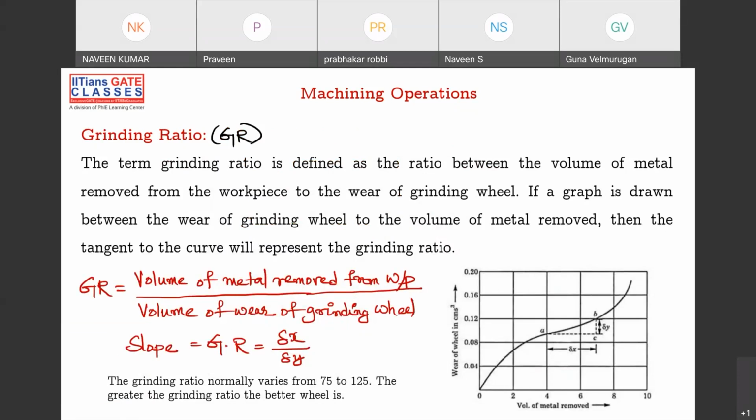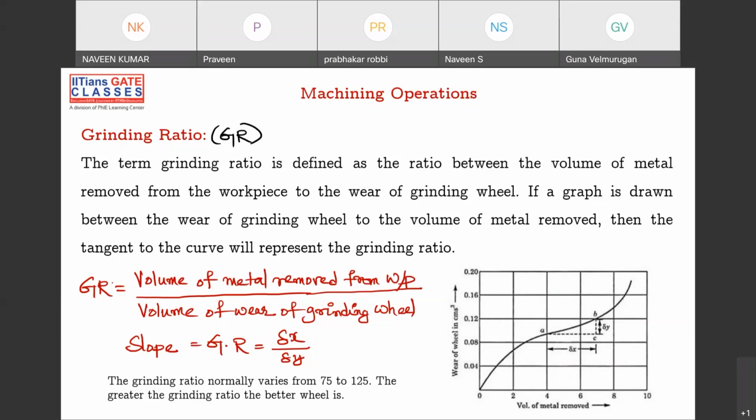Obviously, the grinding wheel should wear low. The wear of the grinding wheel should be low compared to the wear that is happening on the workpiece. Wear should happen on the workpiece, of course, because that is why we are doing this grinding operation. We are removing some material, and to generate good surface finish only we are doing that.